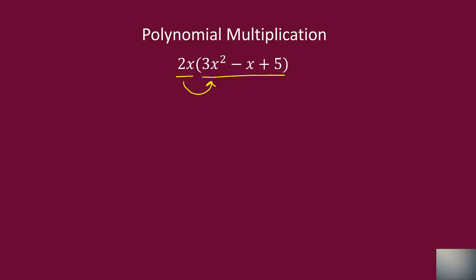First, we multiply the coefficients. 2 times 3 is 6. Then we multiply our variables. X times x squared is x third power.